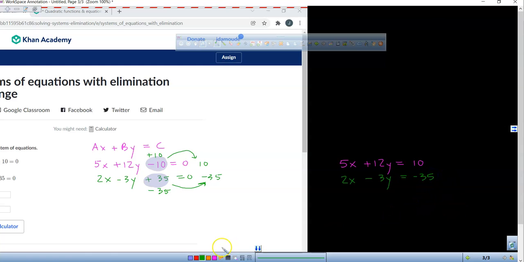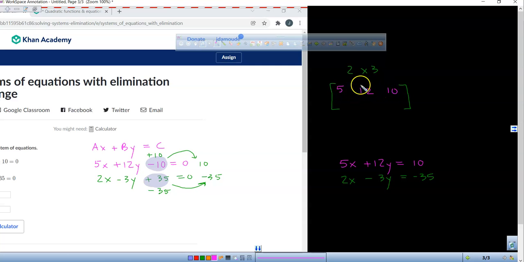Now we're going to build a matrix, and the matrix that we're going to build is going to look like this, and we'll do it in the calculator. It's going to be a 2 by 3 matrix, okay? And we have to literally write it in order. It's going to be a 5, a 12, and a 10.